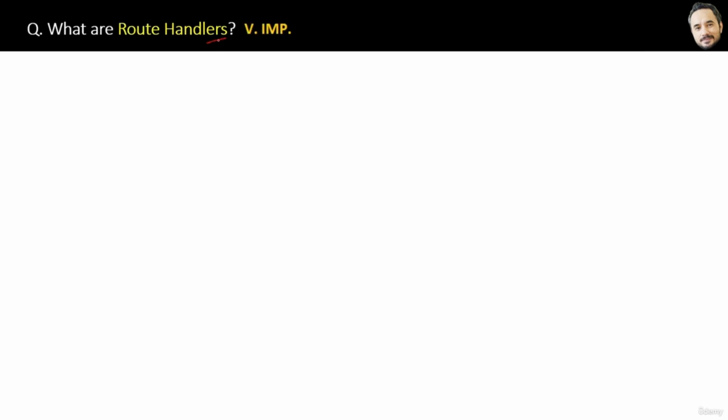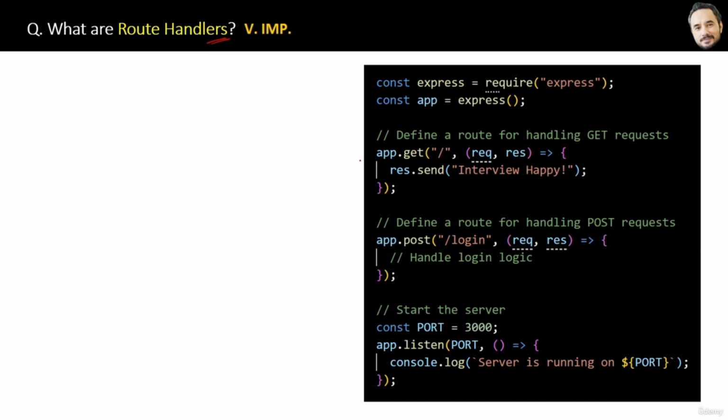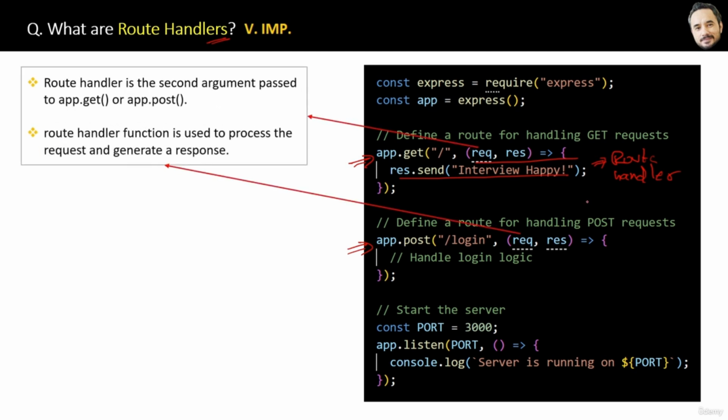What are route handlers? I'm sure you already know the answer, but I'm covering it separately so that you do not miss anything while revising. Okay, small things matter. So we are already aware of this code for defining routes for handling a get request, right? Now listen carefully. Here the second argument, which is a callback function, is the route handler only. Very simple answer. And you already know that this route handler function is used to process the request and generate the response. Okay, the whole logic can be written here. The same thing I have written here also for your later revision.